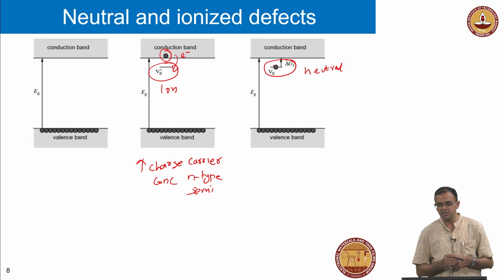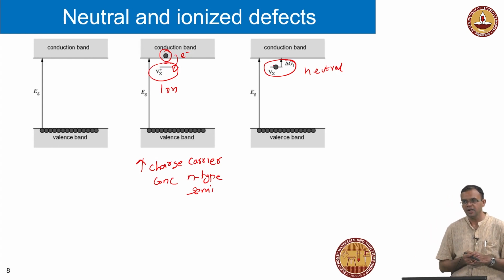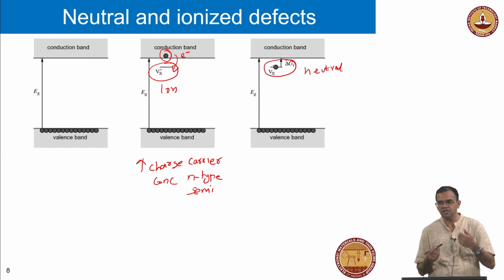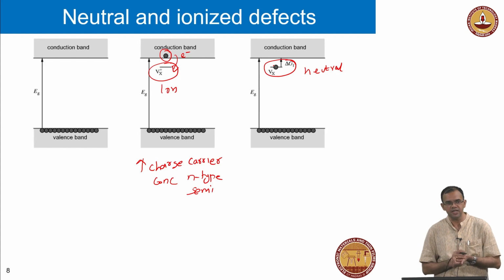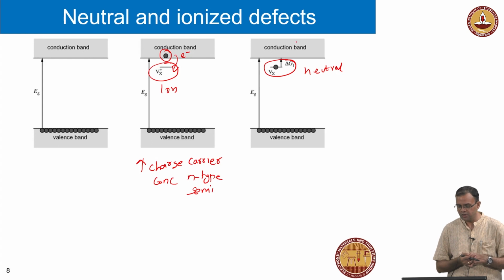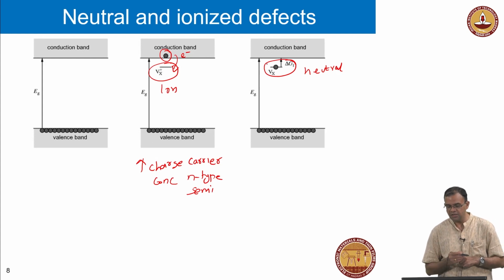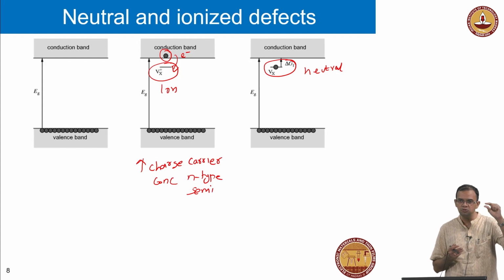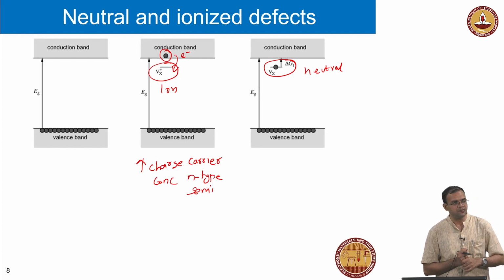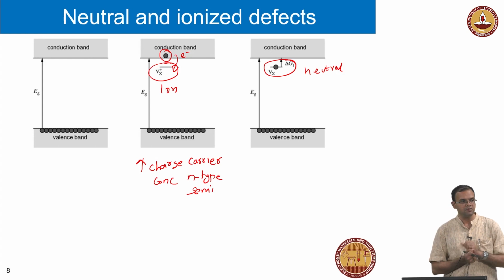The closer this site is to the conduction band, the easier it is for the electron to jump, because there is always thermal energy which you supply, or because the semiconductor is at room temperature, will always allow the electron to jump. So the position of this defect state in the band gap matters. The closer it is to the band edge, which we call a shallow state, the better it is for electrical conductivity. So far okay?